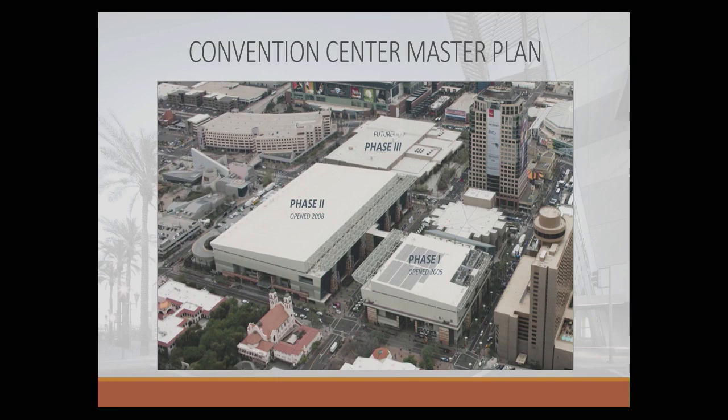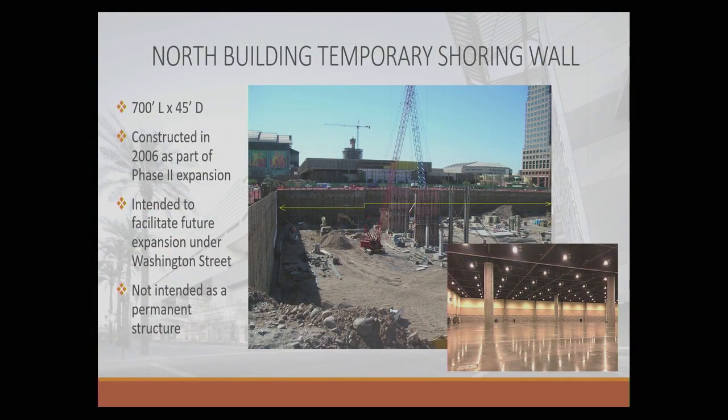There is a third building to the south of Washington Street, which was planned as a future expansion. What's important to today's discussion is that future phase 3 expansion was envisioned as a contiguous underground expansion under Washington Street. This large photo is a photo of the wall during construction. As you can see, it runs parallel to Washington Street and the light rail line. This wall is pretty substantial. It's more than 2 city blocks long by 45 feet deep, and it was designed as a temporary structure left in place as a way to facilitate future expansion.